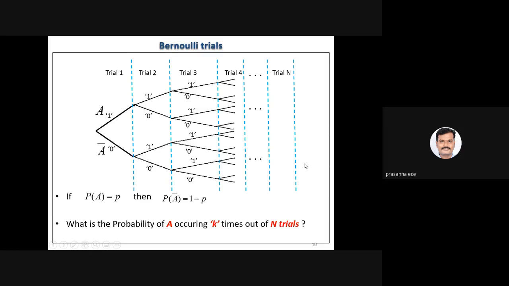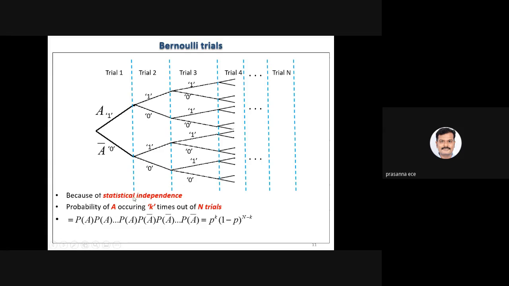Okay, so if we say A is success and A bar is failure, we are basically asking the question, what is the probability of getting k successes out of n trials? Since we have statistical independence, the probability of A occurring k times out of n trials is the product of P of A occurring k times and P of A bar occurring n minus k times. This is because of the statistical independence between each trial.